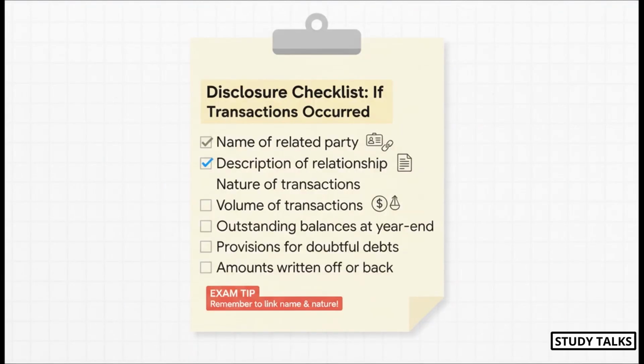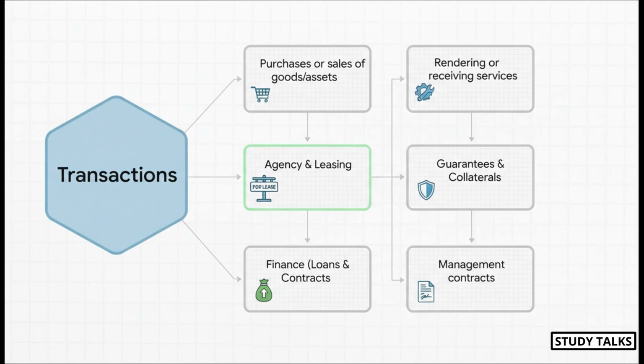Okay, but what if there were transactions? Well then, this is your checklist for getting all the points. You need to name the party, describe the relationship, explain the nature of the transaction, give the amount, list any outstanding balances, and mention any provisions or write-offs. If you include all these points, you're pretty much guaranteed to have a complete answer. So what kind of transactions are we even looking for? As you can see, it's a pretty wide net. You've got the obvious stuff like buying and selling goods, but it also includes things like leasing, providing loans or guarantees, transferring research and development, and even management contracts.